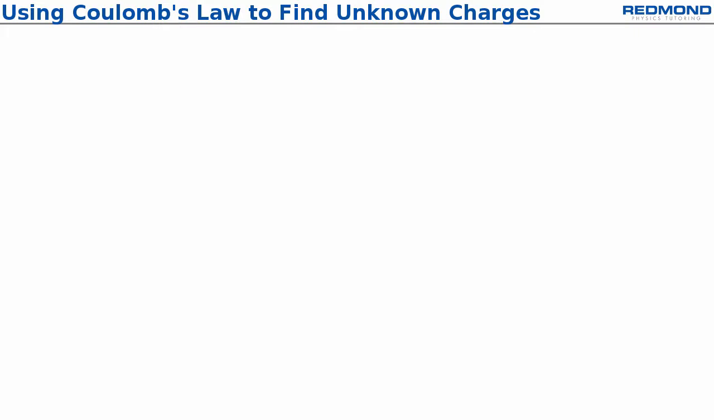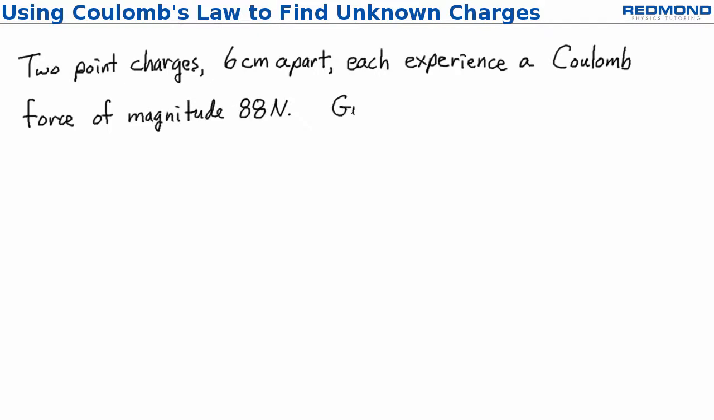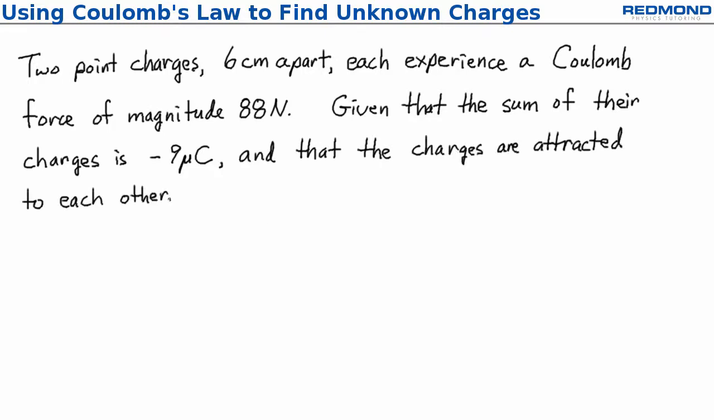In this video I'll demonstrate how to solve for two unknown charges using Coulomb's law. Let's dive in. The problem describes 2 point charges 6 centimeters apart and says that each charge experiences a force of magnitude 88 newtons. It also tells me that the sum of these two charges is -9 microcoulombs and that the charges are attracted to each other. I need to use all of this to find the value of each charge in coulombs.